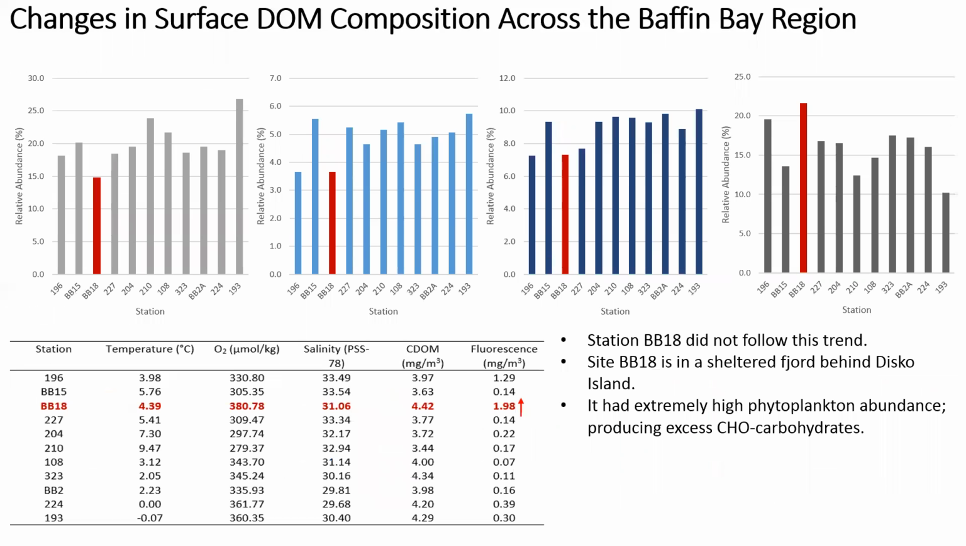One station which does not follow this trend is BB18, which is located in a fjord off the coast of Greenland. This station has an abundance of phytoplankton in the surface water, which is indicated by the high fluorescence value. When phytoplankton become overradiated, they release excess CHO carbohydrates as a degradation product, which explains the spike in CHO carbohydrate abundance at this site.